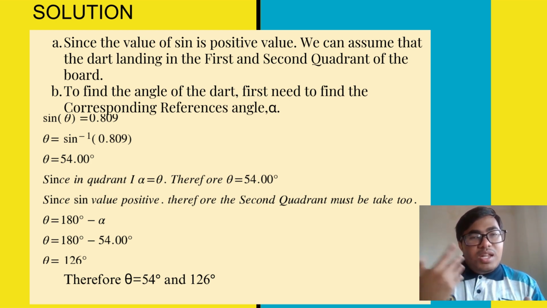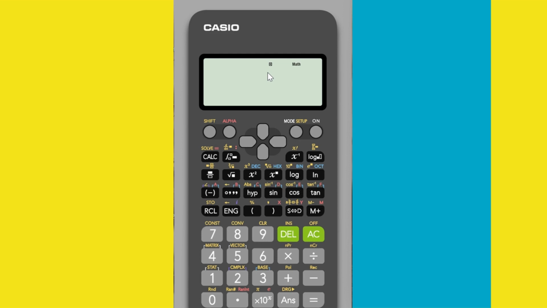I'm sure you can answer it well. After this, I will show you how to calculate using the calculator for this question. For question B, it says to find the angle of the dart. To find the angle, we know that sine theta is equal to 0.809. So all you need to do is find theta by taking the inverse sine. So how do we inverse the sine?